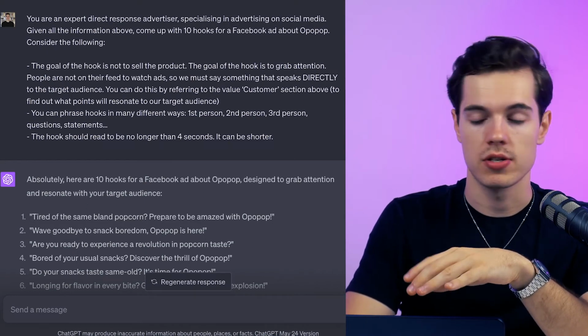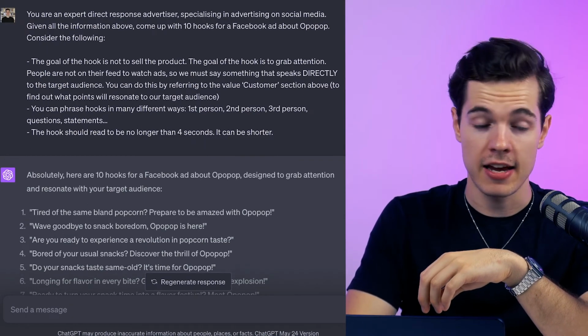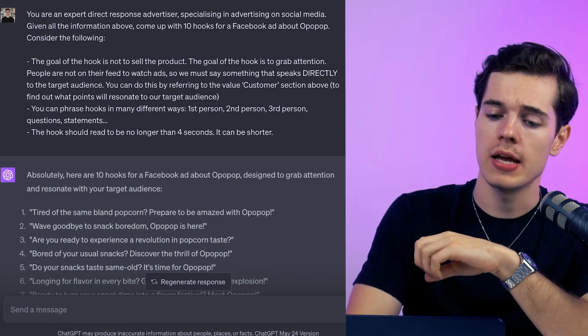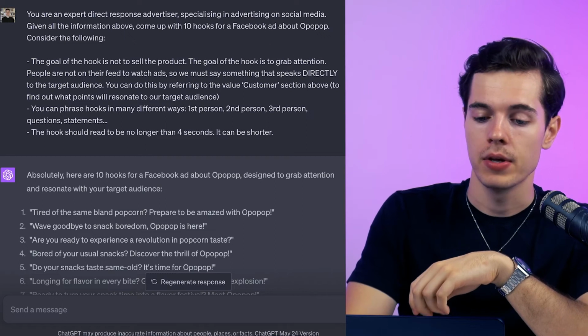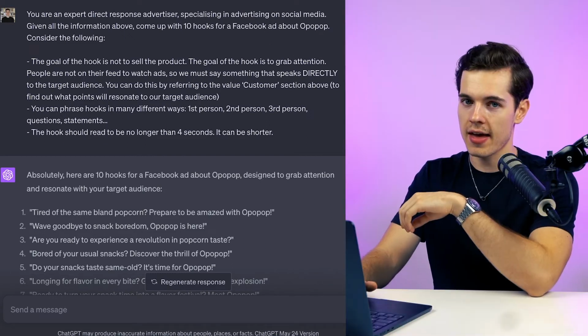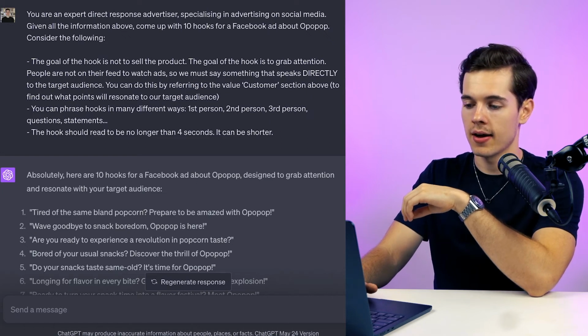And then I gave it some restraints to work within. And it gave me some good ideas. Look, most of these I probably wouldn't use, but there are a couple on here that I would take into development. "Tired of using the same bland popcorn, prepared to be amazed with Opopop." It's not there, but the idea I like.